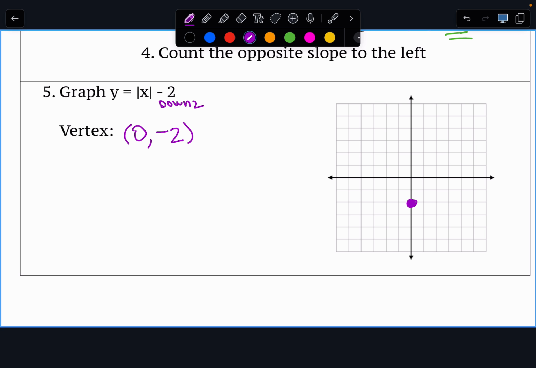What is our a value? What number is in front of the absolute value? 1. Okay, a equals 1. Since it's positive, we know our absolute value is going to open up. Because there's not a number there, there's an invisible 1.